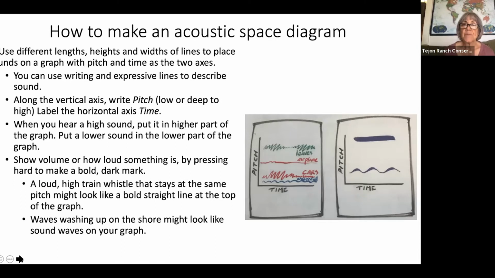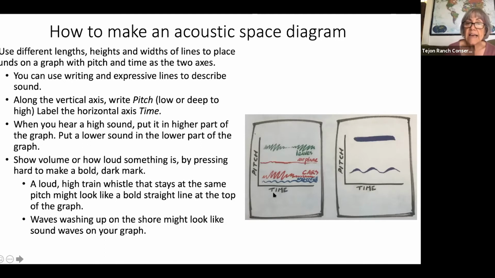Okay, so how to make this? You're going to use different lengths, heights, and widths of lines to show the sound on your graph with pitch and time as the two axes. So you can use writing and expressive lines to describe the sound. Along the vertical axis, the one that goes up and down, write pitch, low or deep to high. So if on your graph you're showing things at the bottom, that pitch is low. If you're finding things at the top, the pitch is high pitched.